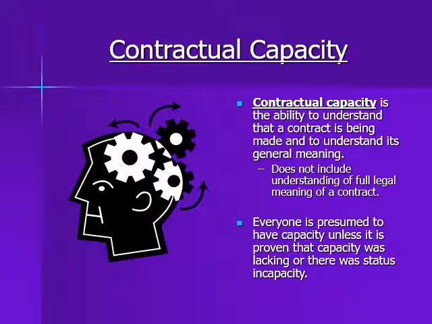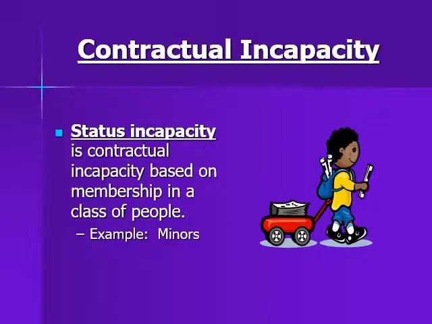Contractual capacity does not mean that you can understand every term. It just means that you understand that you're entering into a contract. It does not include the full legal meaning of a contract. And everybody, as a general rule, is presumed to have contractual capacity unless there is a status of incapacity. An example of status incapacity is with a minor. Minors are the category where there's status incapacity, or this class is generally considered to lack contractual capacity. There are some exceptions to the rules.